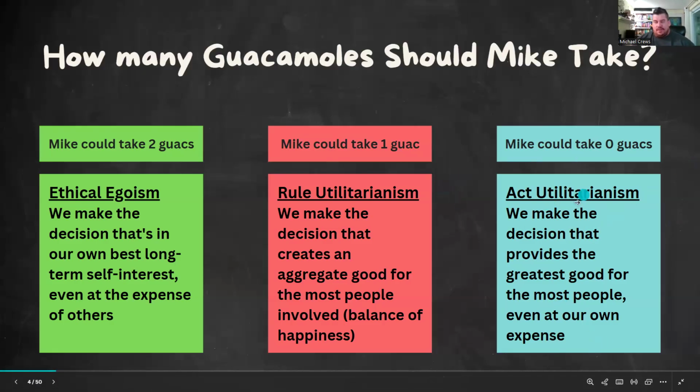Act utilitarianism is kind of the other extreme, so I'm going to go there first. In act utilitarianism, we make the decision that provides the greatest good for the most people involved, even if it comes at our own expense. This is the theory we're going to be using this week in our application. We're going to be looking at how our stakeholder or decision maker can make the most people happy. So how can I make the most people happy other than myself in this situation? This is me taking no guacamoles.